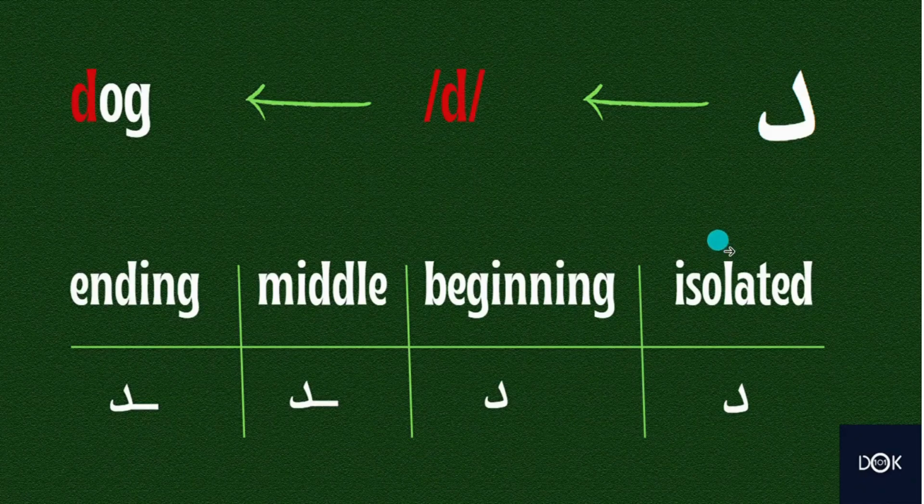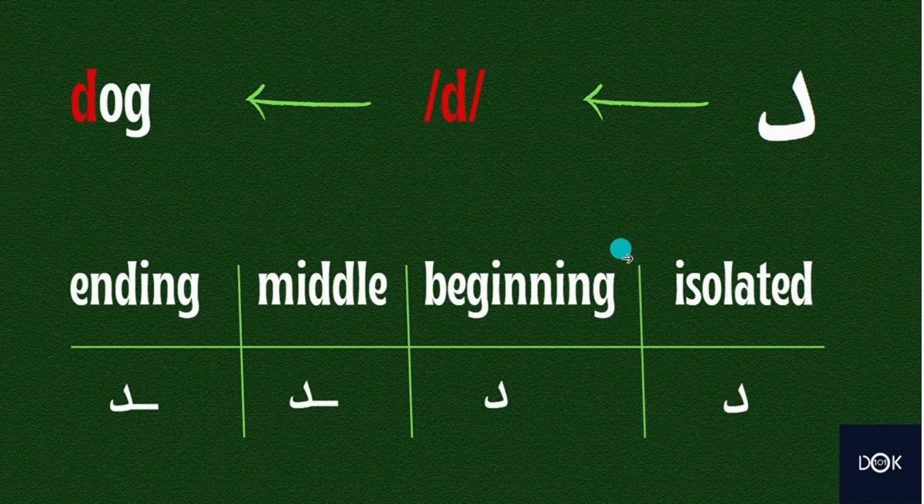So the first letter today is Dal. Now the sound of Dal resembles the sound of letter D in dog, but there is a slight difference, and that is that the sound of Dal is softer than the sound of D. It is Dal, D, Dal, D. We won't say Dal, D. That is considered wrong. The correct sound would be Dal, D, Dal, D.